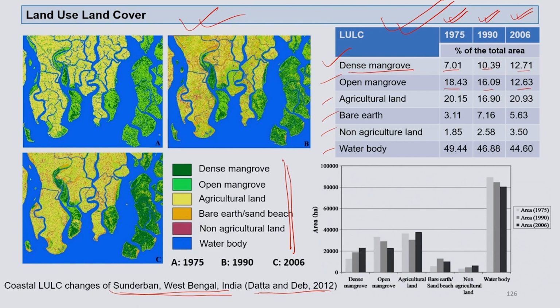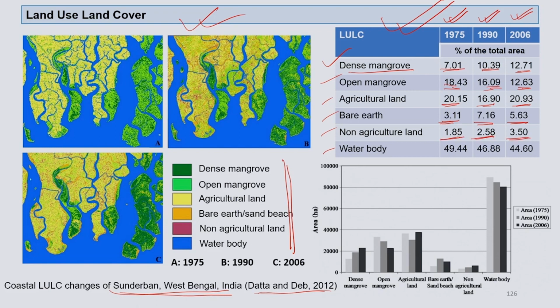Now, one good thing here, you see dense mangrove area is increasing, open mangrove is getting reduced, agricultural land got reduced a little bit in 1990, but again has come back. Bare earth means where nothing is there, no vegetation, from 3 it has increased to 7 and then again gone down to 5.6. Non-agricultural land almost 2%, around 3% and then around 3.5%.